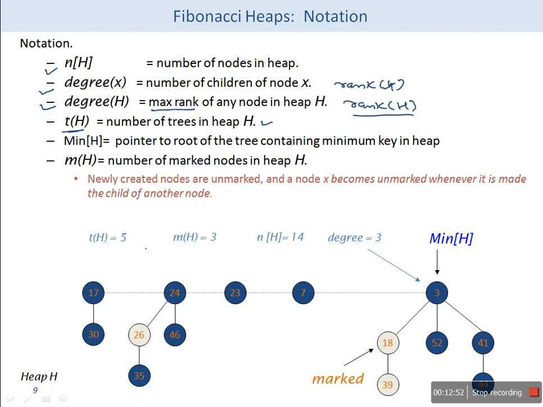So here M of h is 3, T of h is 5 because we have 5 nodes in the root list. The total number of nodes is 14. The degree of node x is 3 and the degree of the heap is also 3, because this node contains the maximum number of children. So that's why the degree of the whole heap is 3, or the rank of the whole heap is 3.